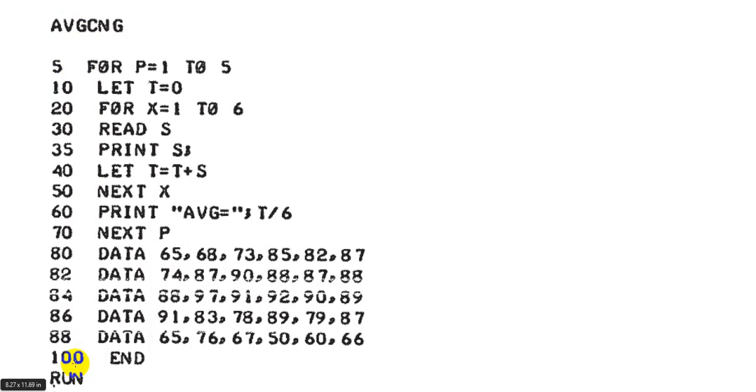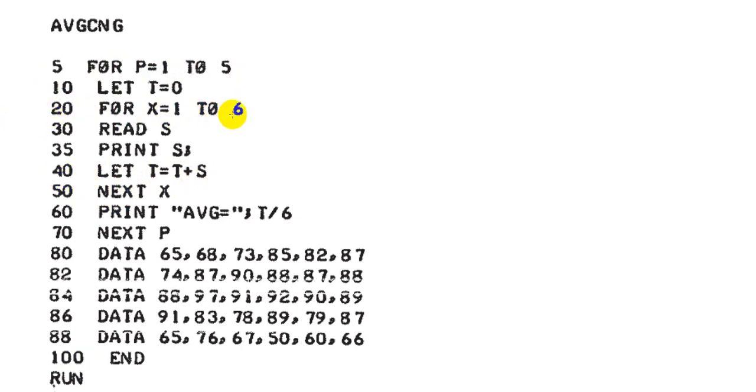The cent step procedure, the 10th step procedure executive for here. This is 5, for p equals 1 to 5. 10, let t equals 2, divided the indicator minus the executive for here. So the equation will be given as follows, subsequently given by the 40th step procedure by the let command, stipulating t equals t plus s.